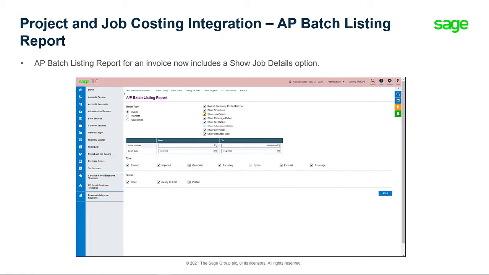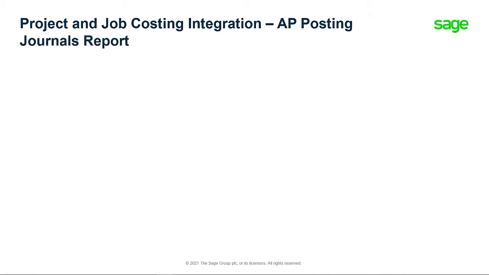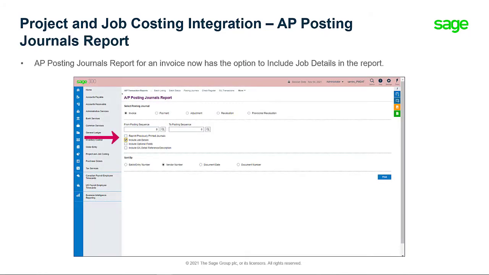For an invoice, the Accounts Payable Batch Listing Report now includes a Show Job Details option. Similarly, the Accounts Payable Posting Journals report for an invoice also gives you the option to include job details in the report.